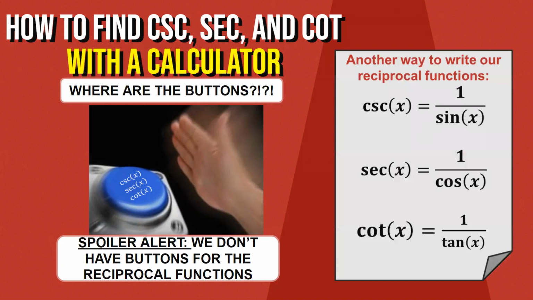So in order to do this, we're going to need to use 1 over sine. Cosecant is 1 over sine. It's the reciprocal of sine. So we're going to use the sine button to help us determine cosecant. Same thing with secant. We're going to use cosine, 1 over cosine. Cotangent is 1 over tangent. So let's get into a few examples and wrap it up here.